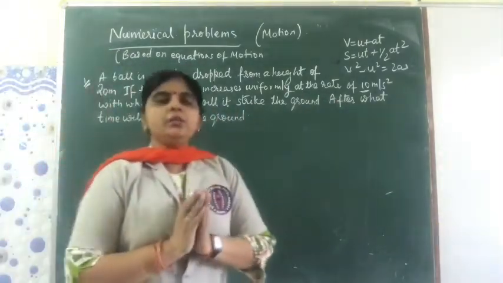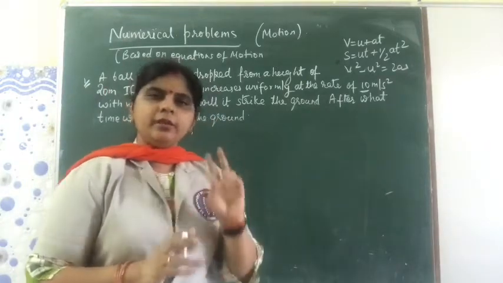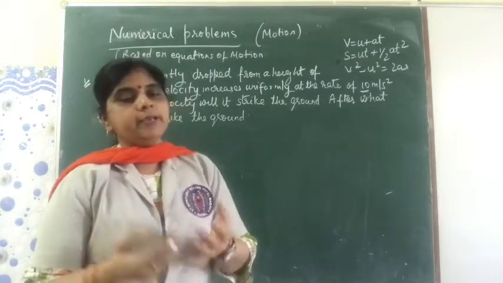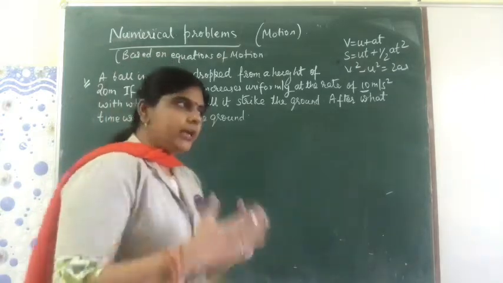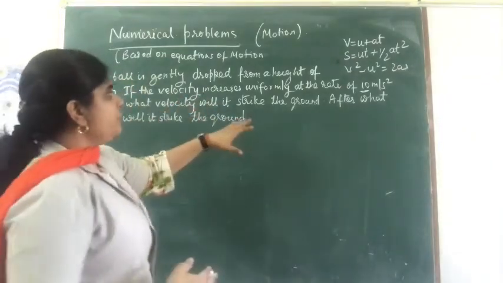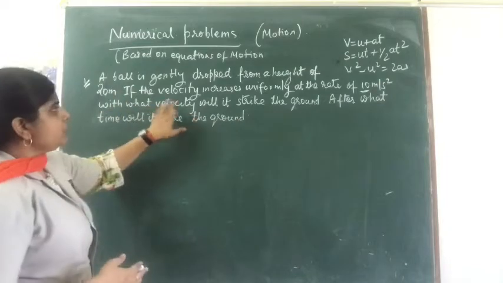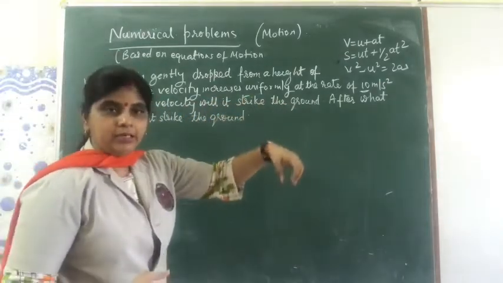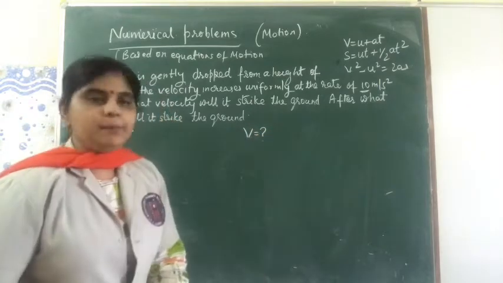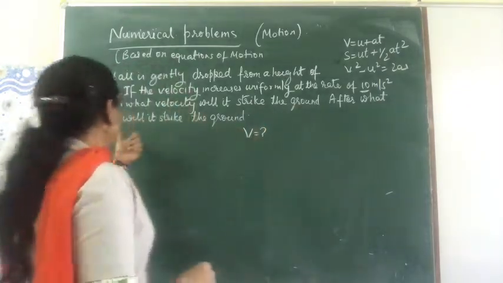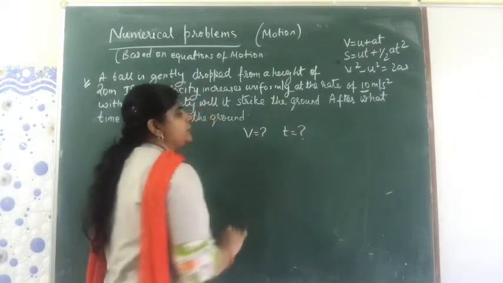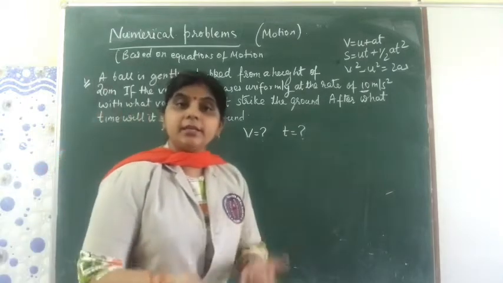Whenever you read a numerical, children, the first thing is to read it twice so that you understand what is given and what has to be found out, right? When I read this question, I can make out that we need to find with what velocity it will strike the ground. So I need to find its final velocity v. Similarly, after what time will it strike the ground, means I need to find the value of time also. Then I should concentrate on what is given.